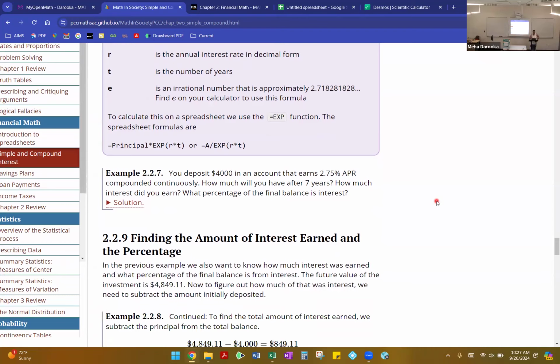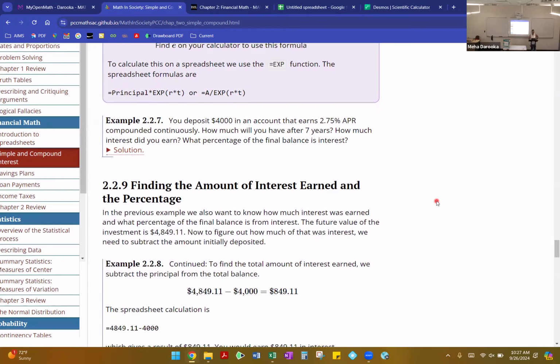All right, so let's look at this guy over here. You deposit $4,000 in an account that earns 2.75 APR, which is compounded continuously. They want to know how much money we will have after 7 years, how much interest did we earn, and what percentage of the balance is interest. So let's see, we have 4,000.